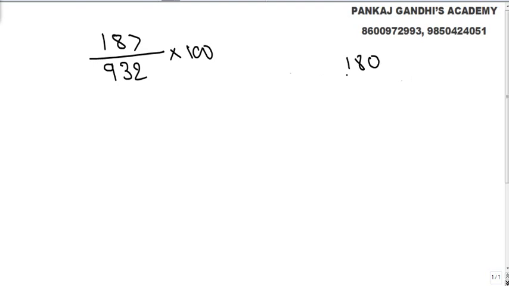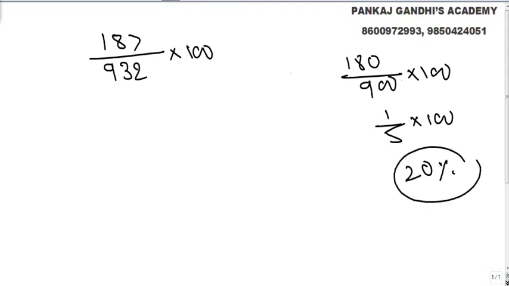Now let's say we are supposed to solve 187 is what percent of 932? We know it's very close, but how do we work it out? If someone does 180 upon 900, it's 1 by 5, 20%. Very close to the answer, but how do we get the exact, accurate answer?